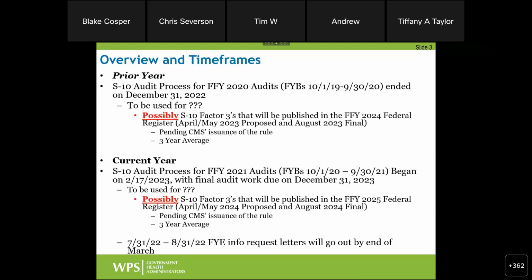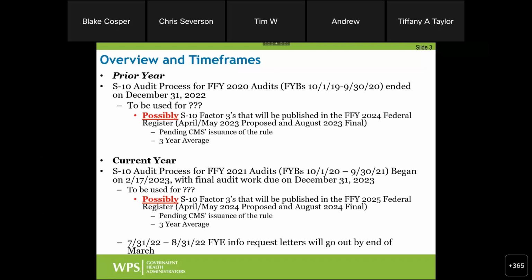So, overview and time frames. Last year we dealt with the fiscal year 20 audits, and these were cost report periods beginning 10/1/19 through 9/30/20. Those, of course, had to be completed by December 31st of last year. Now, we don't yet know for sure what that data is going to be used for. We won't know until probably next month or maybe May when the proposed rule comes out.